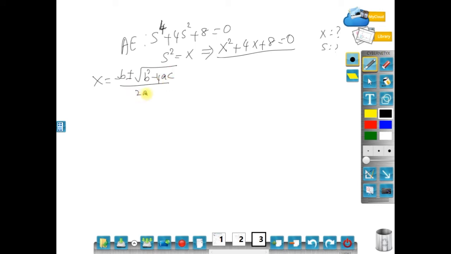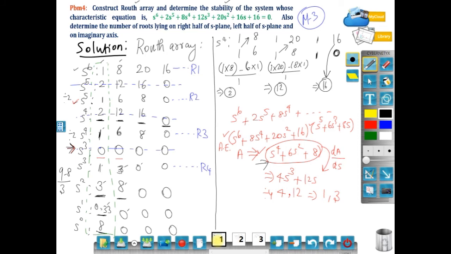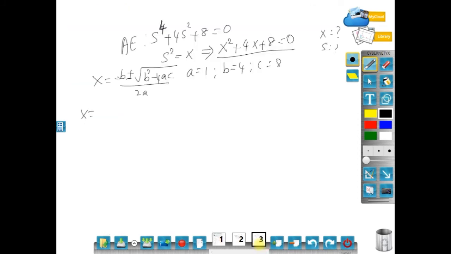Simply you can apply this formula where a equal to 1, b equal to 4, and c equal to 8. So x equal to minus b, actually we are having s power 4, right? This is 6s, b value is 6, so x equal to minus b, minus 6 plus or minus root of b square, that is 36, minus 4 into 1 into c value is 8, divided by 2 into a, I mean 2 into 1, that is 2.